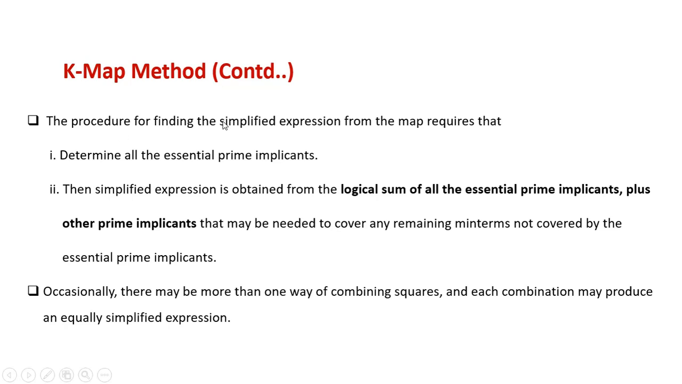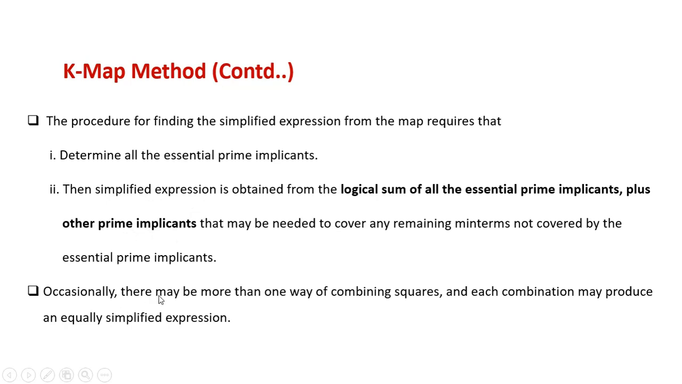To find the simplified expression of a K-map, we can use these implicants. First of all, we will find all the prime implicants. Out of these we have to find the essential prime implicants. Then the simplified expression is obtained by the logical sum of all the essential prime implicants plus the other prime implicants that may be needed to cover any remaining minterms not covered by the essential prime implicants. Essential prime implicants will cover a few minterms, so for the remaining minterms we have to find other prime implicants that will cover them, and the sum of the essential prime implicants and those other prime implicants forms the simplified expression.